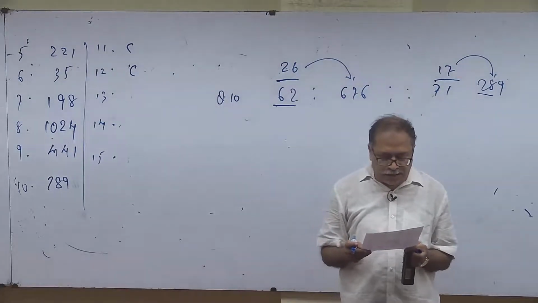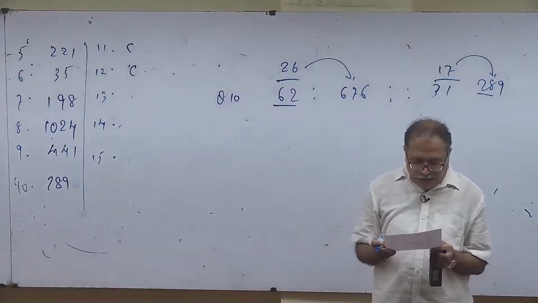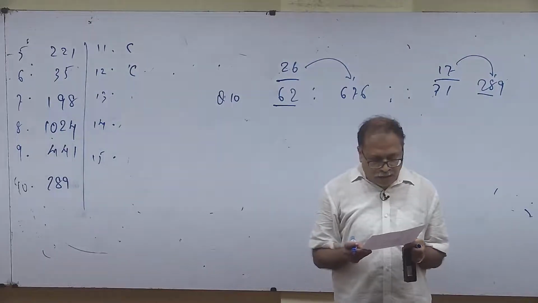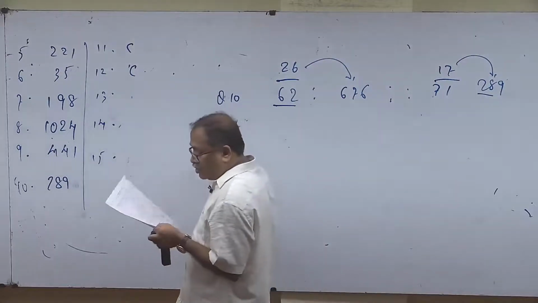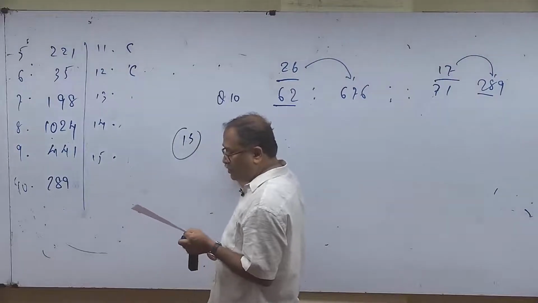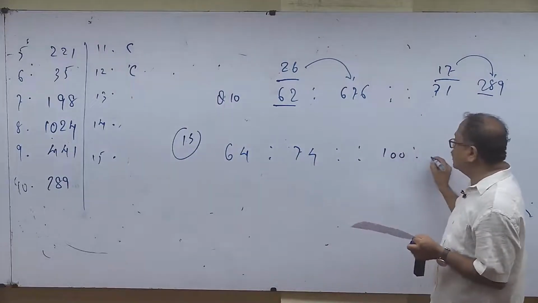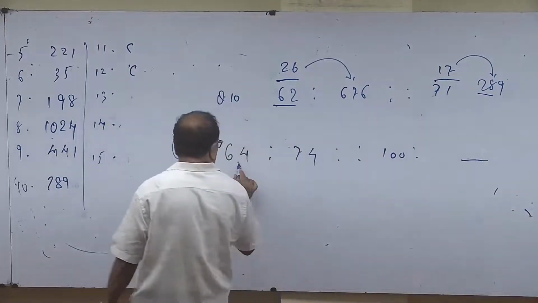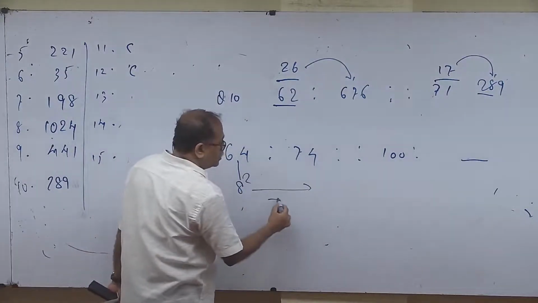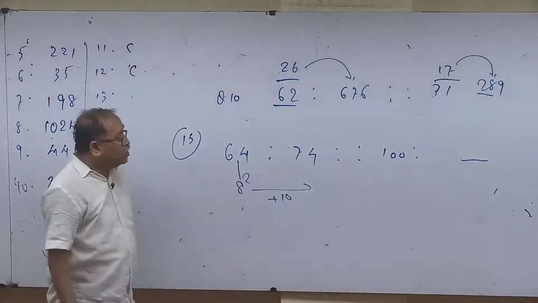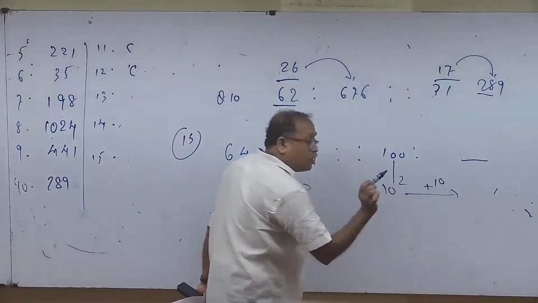So I notice that this is 8 square, 64. Now I think some addition is there, plus 10 and 10 square. It could be plus 10 or question number 13. Look at my friends, 64 and 74 and 100 and here. So this is 8 square, right? And here 8 square plus 10. Now this one is 10 square.